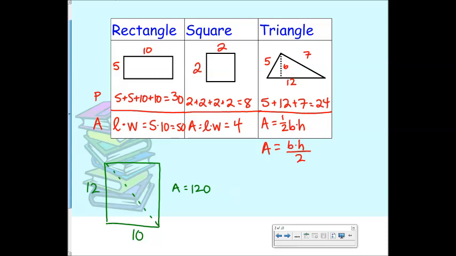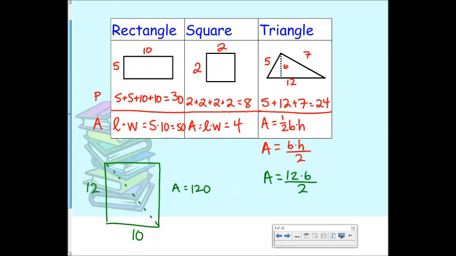Exactly. Here's my triangle. That's how tall it actually is. 5 and 7 are what kind of lines? Slanted. Can a height be slanted? No. Okay, so area here would be area equals 12 times 6 divided by 2.